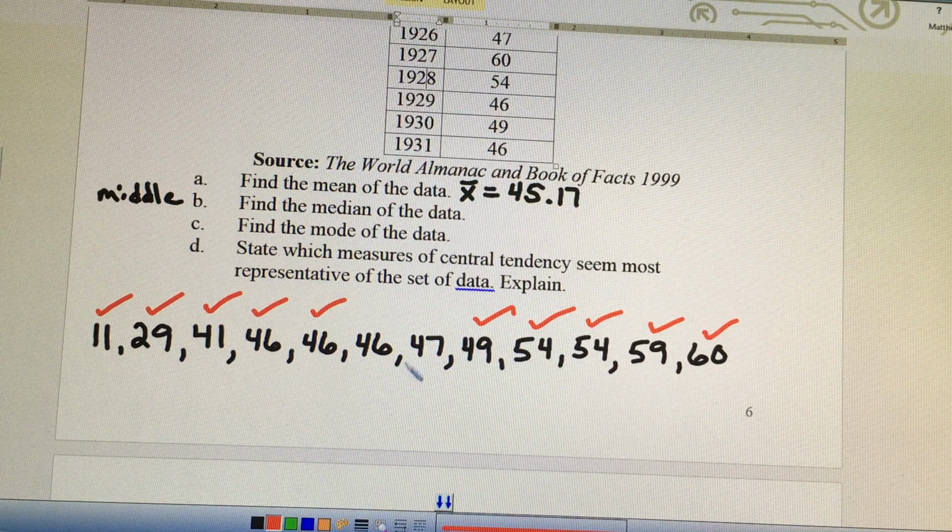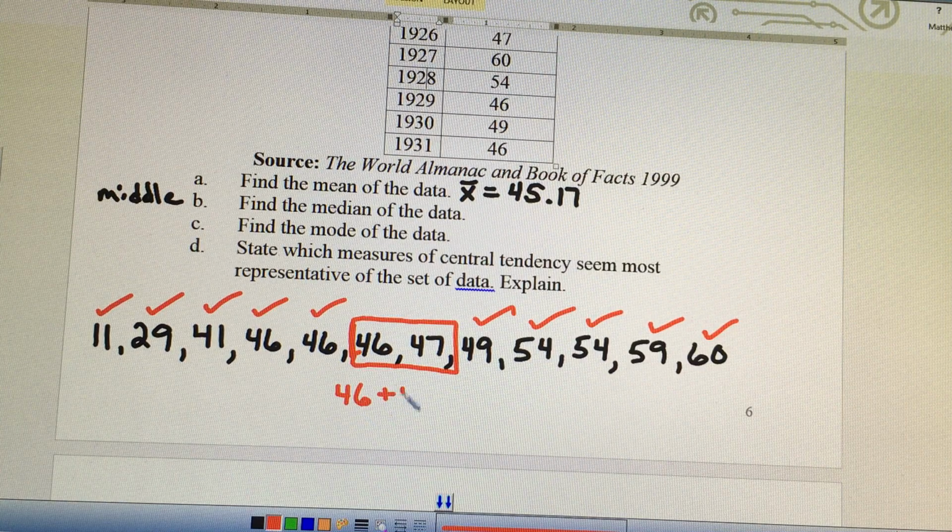Now we've got a bit of a unique situation because I have 2 middle numbers. If I cross both of those off, all of a sudden I don't have a middle anymore. But if you've got 2 middle numbers, what you're going to do is take both of those numbers and add them up. I want you to take 46 and add 47, and divide by 2. I want you to find the average of those 2 middle numbers because that's going to help us out with our median. Okay? 46 plus 47 equals 93.